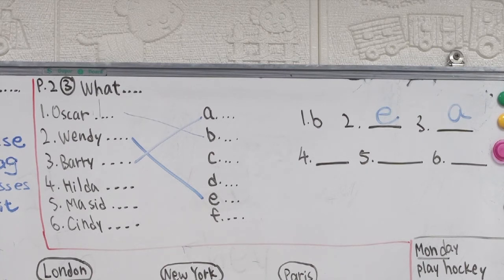Number 4, Hilda. What is Hilda going to do? Water the flowers, cook lunch, or have a bath? Hilda is going to water the flowers. So which is C.